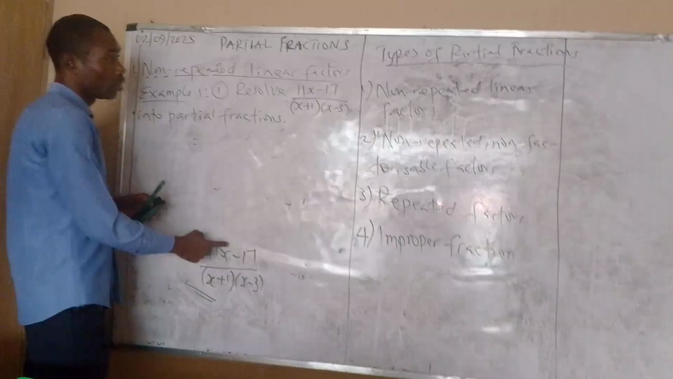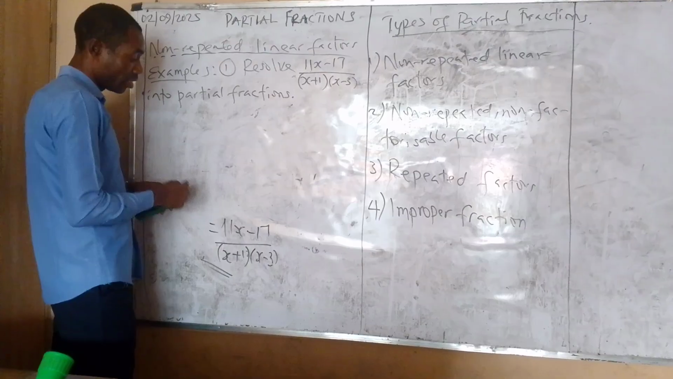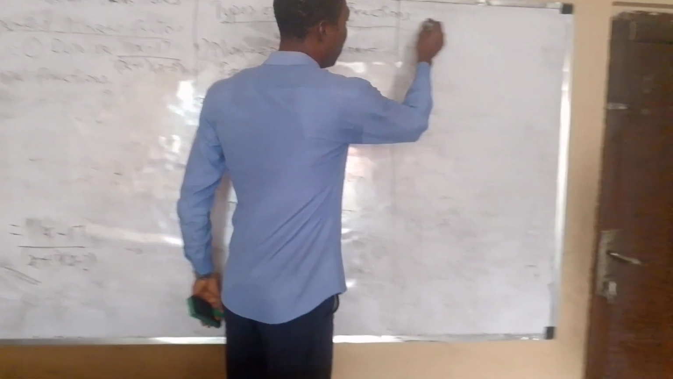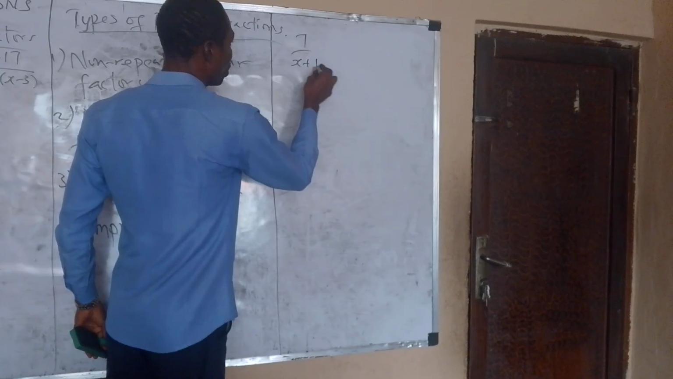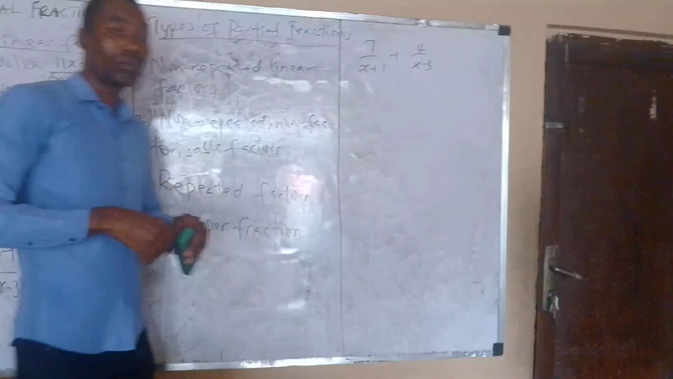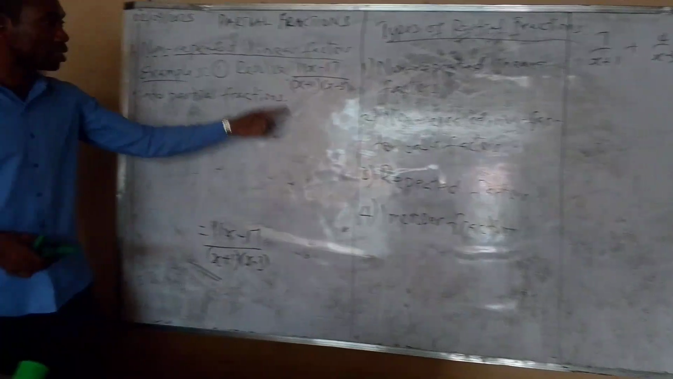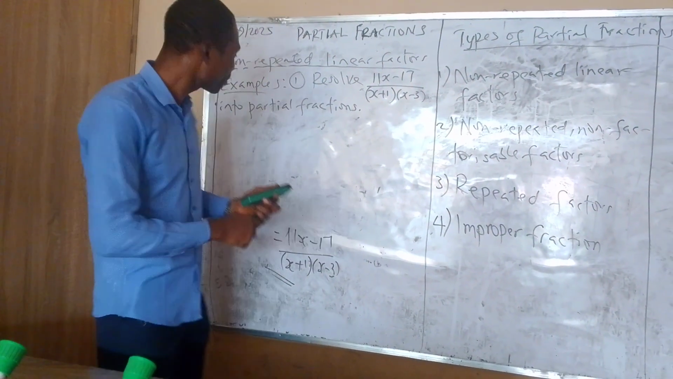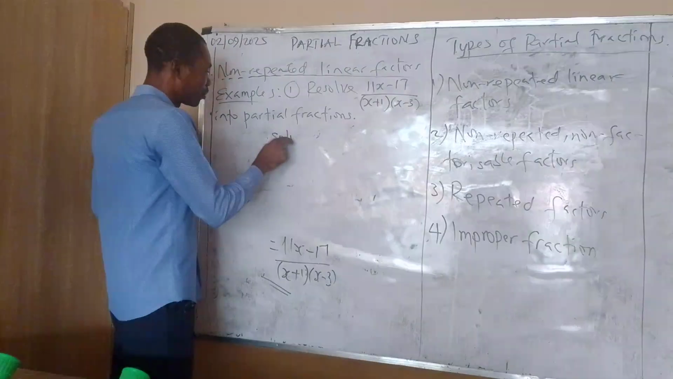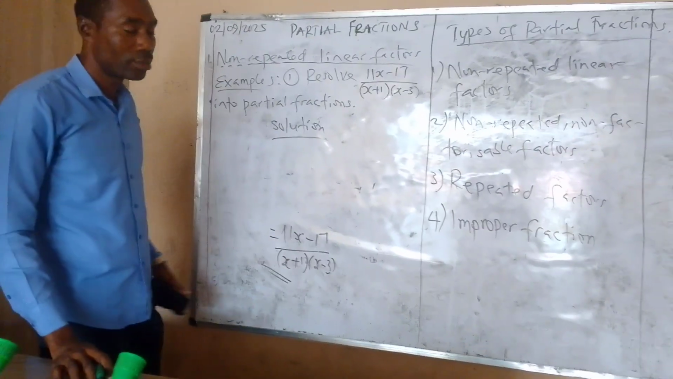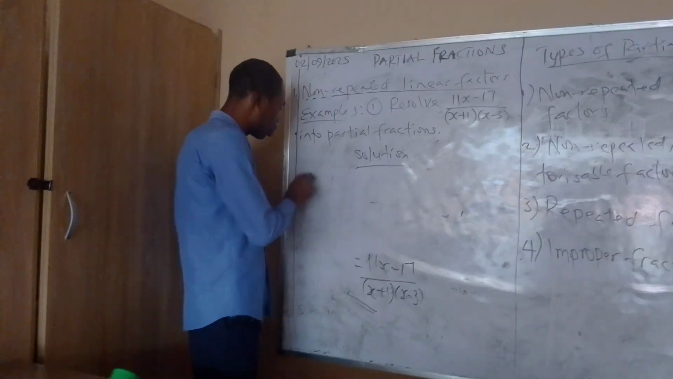Don't forget the answer I got here when I began. I added 2 simple fractions, and those 2 fractions are these: 7 over x plus 1 plus 4 over x minus 3. Don't forget that. By the time I am done resolving this, I will still get that. Now let's perform the magic. Solution. There are two ways I can do this. Let me give you the simpler one first, method 1.